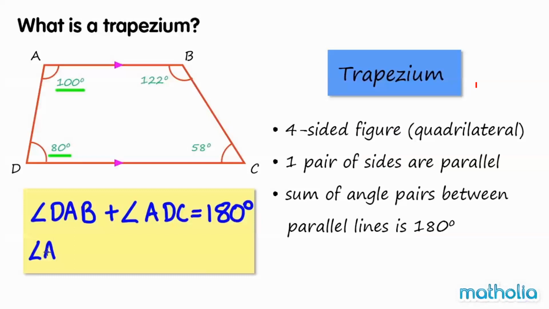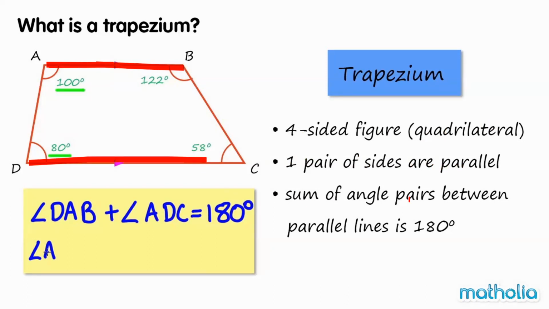Well, what is a trapezium? A trapezium is a four-sided figure, which means that it's a quadrilateral. Quadrilaterals are four-sided polygons. Next, a trapezium has one pair of parallel sides. If you notice, the side AB is parallel to DC. So those two sides are parallel. And so a trapezium has at least one pair of parallel sides.